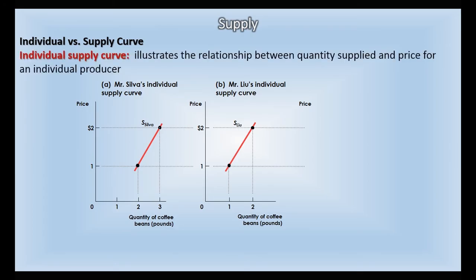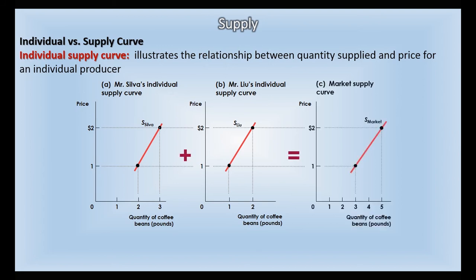There's also a distinction between the individual supply curve and the market supply curve. And again, you can aggregate, combine, get to the market supply curve by doing horizontal summation across prices. So here's Mr. Silva. He's willing to supply coffee, $2, he'll supply 3 units, $1, only 1 unit. Well, they're pounds. Mr. Liu, $2, he'll supply 2 pounds, $1, he'll supply 1 pound.